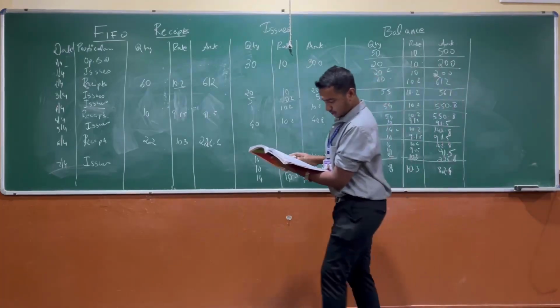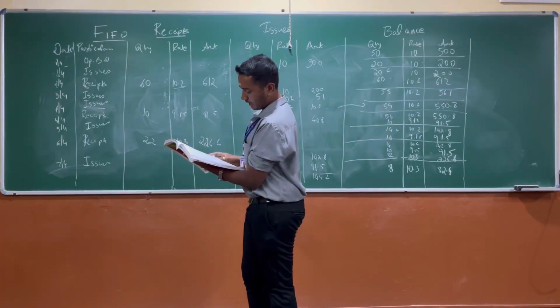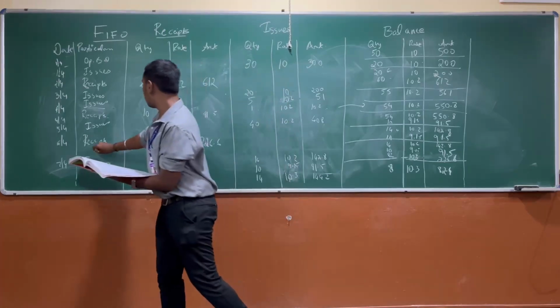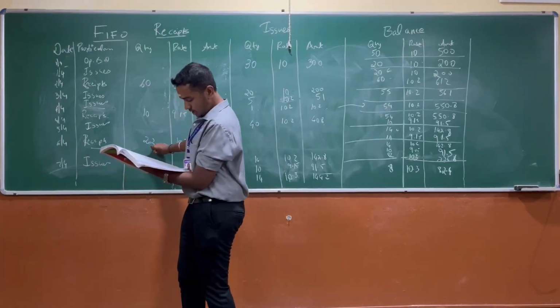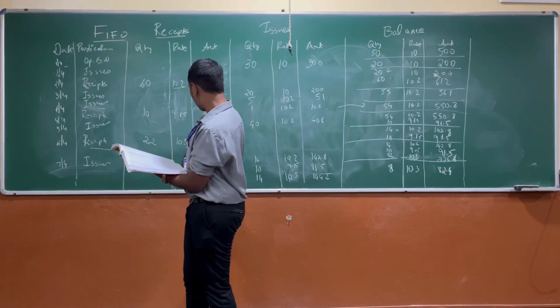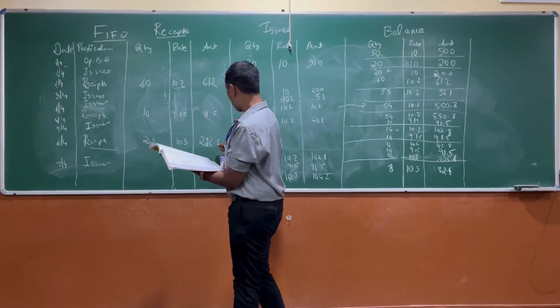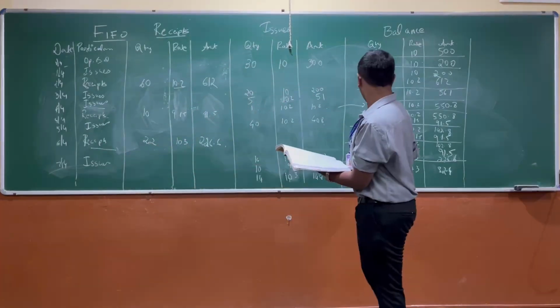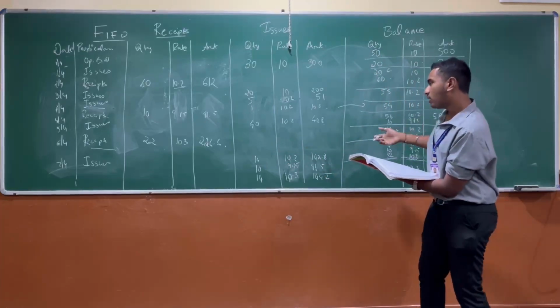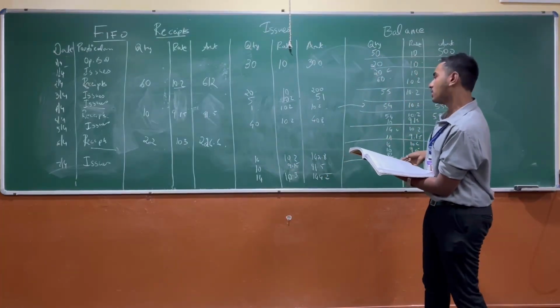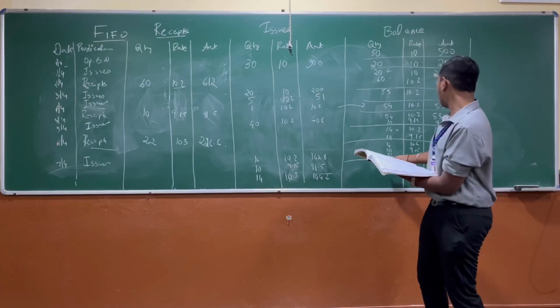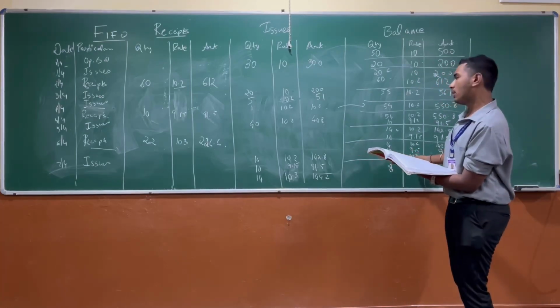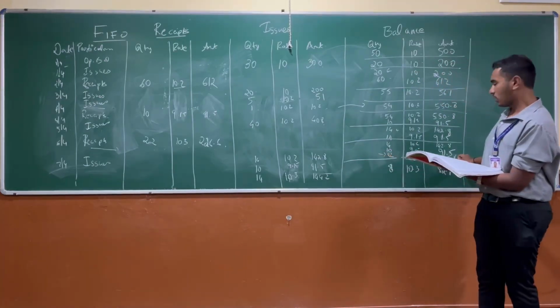Next one is, as on 6th of April, we have received 22 tons. 22 into 10.3, that is 226.6. So as on this day, we have to add back the stock. So 22 tons we are receiving. So here we add back the tons. 22 into 10.3, this is 226.6.